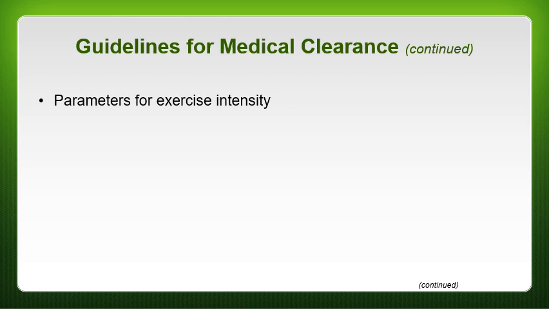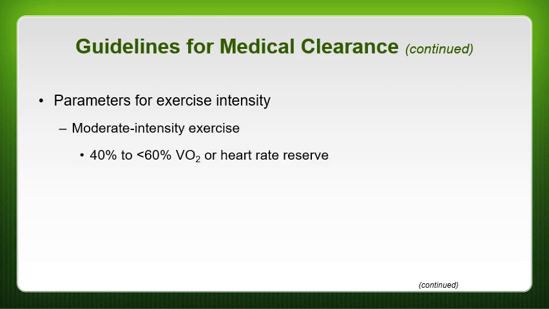So for moderate intensity exercise, here again, we're basically going to be ramping up the parameters. So we'd be looking at 40 to less than 60% of VO2 or heart rate reserve. Again, you could look at the various ways we've talked about in a previous class, how we measure and look at heart rate reserve and VO2 max.